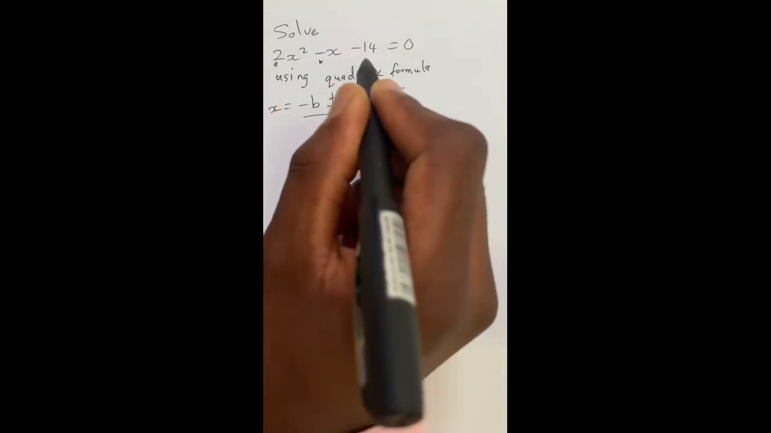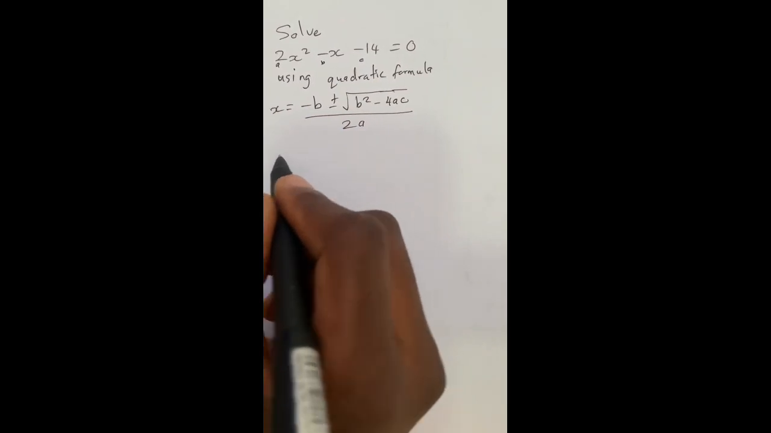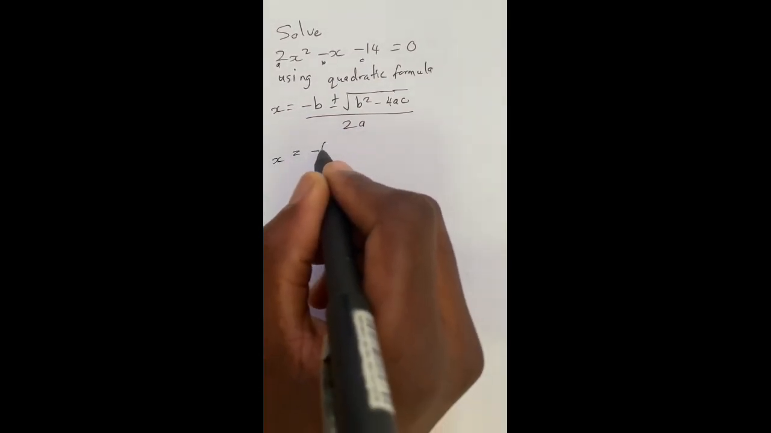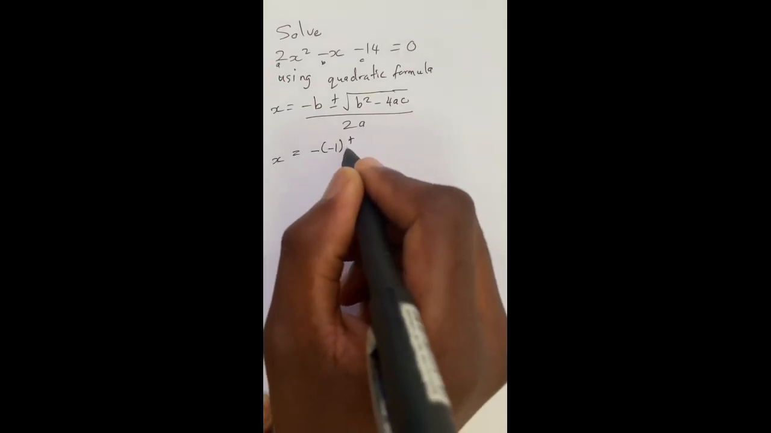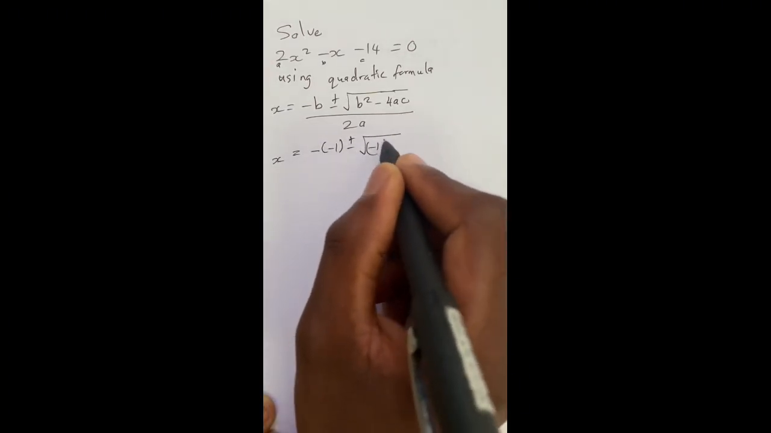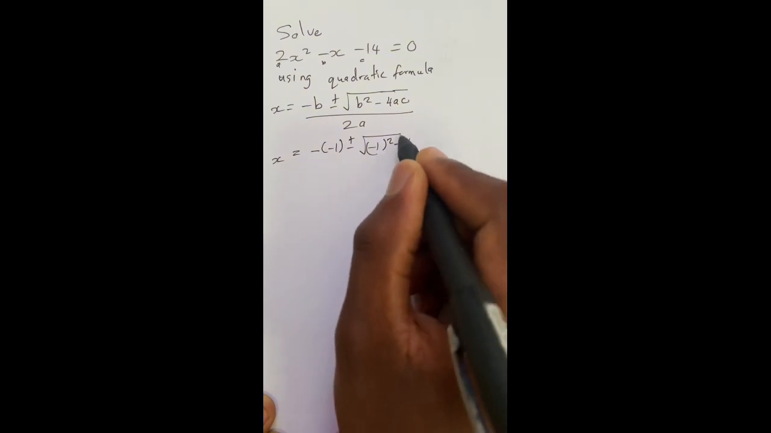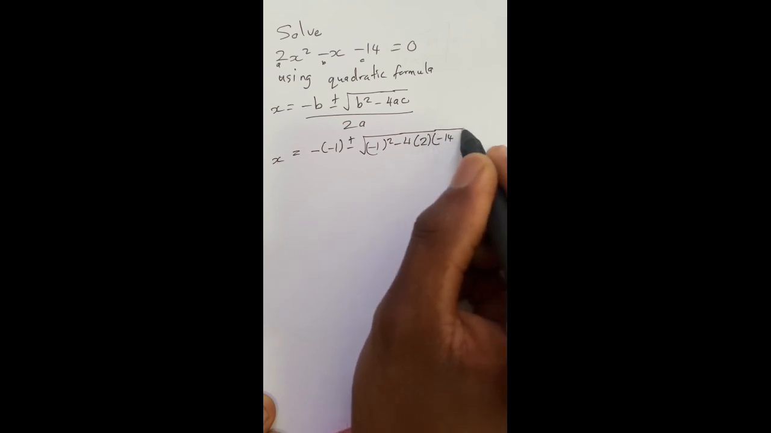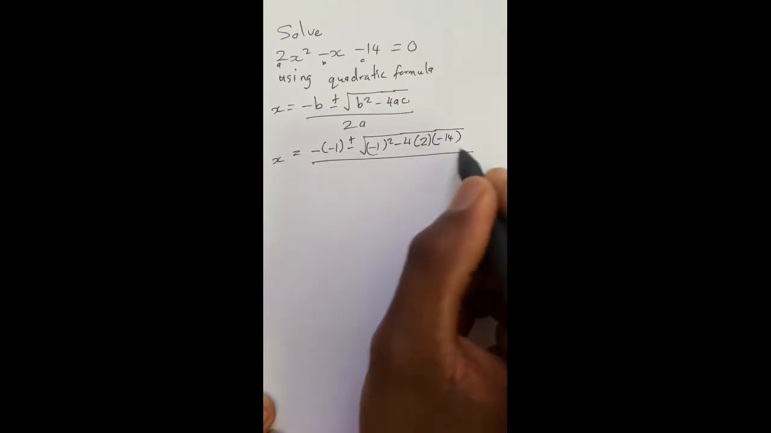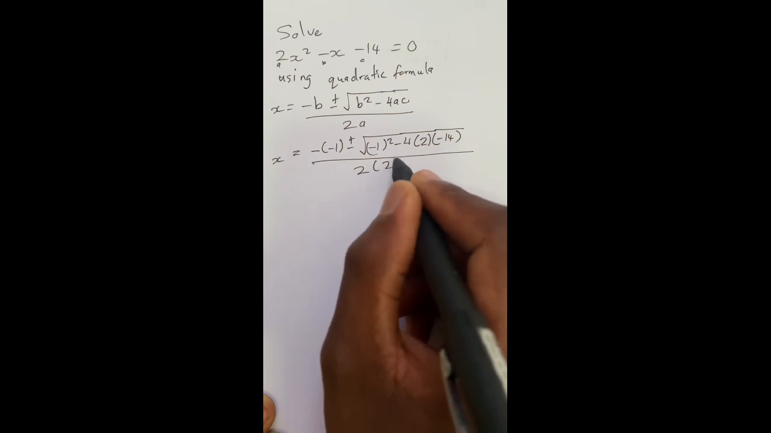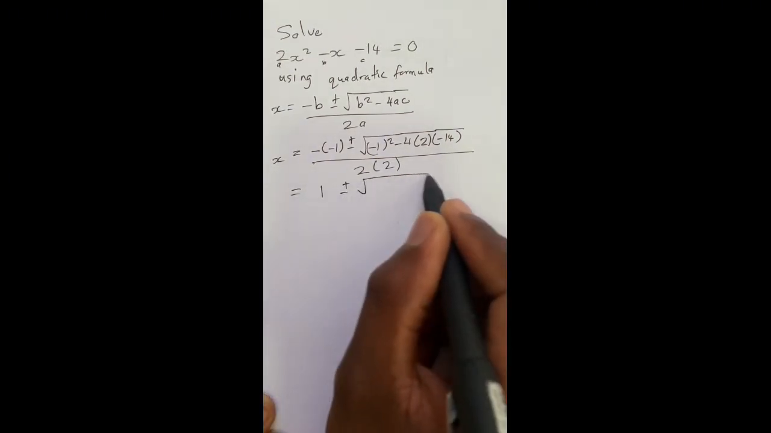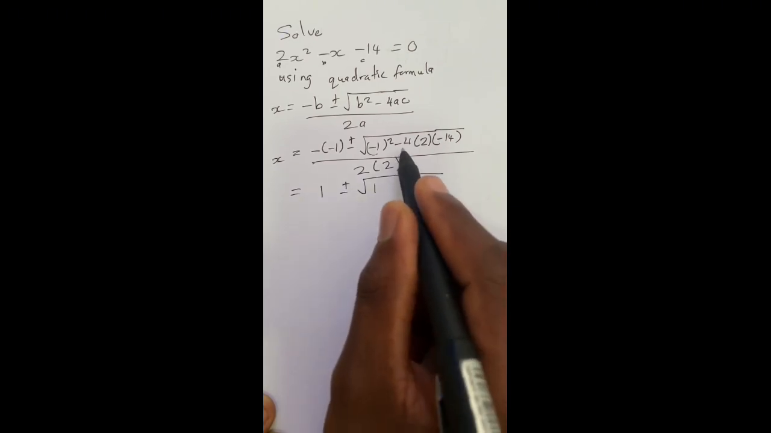The value of a is 2. So the values of a, b, and c are the coefficients of the unknowns. The value of a being the coefficient of x squared, the value of b being the coefficient of x to the power 1, and the value of c being the coefficient of x to the power 0. So it will read x is equal to minus minus 1 plus or minus the square root of minus 1 squared minus 4 multiplied by 2 multiplied by minus 14, all over 2 times 2.